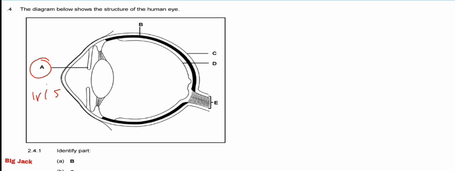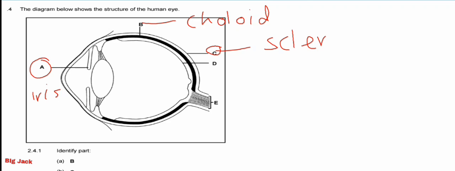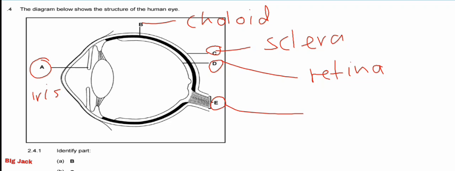Then as for part B, this one is called the choroid. Then as for part C, this one is called the sclera, something like this. Then as for D, D is called the retina. Then as for E, this E is called the optic nerve.